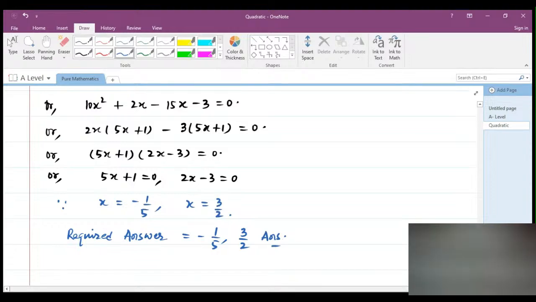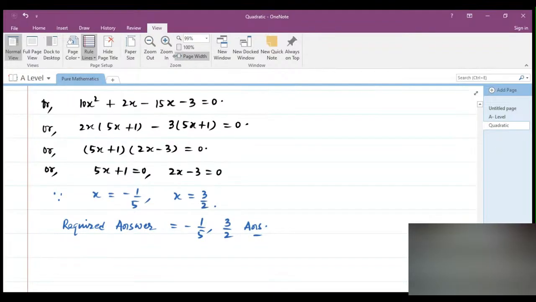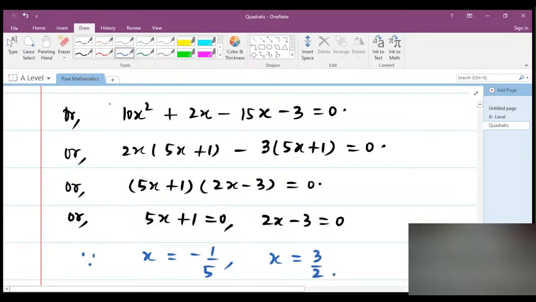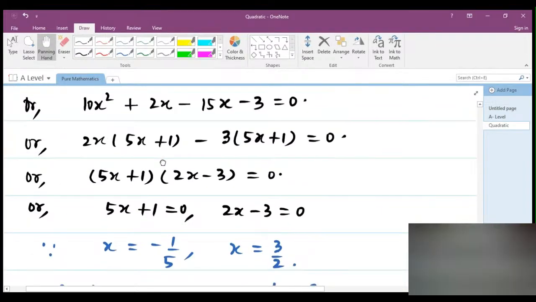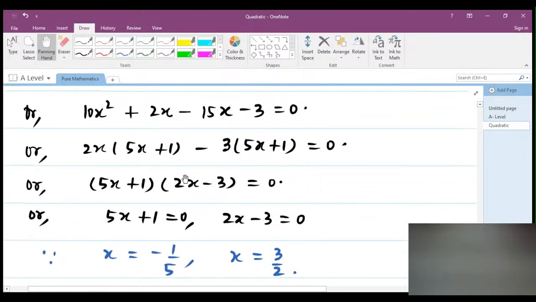Hope that there is no problem to understand the solution of this question. So I am going to zoom this one, so you have no problem to note down the answer of this question. Let's note down. Let's see the solution of the next question.